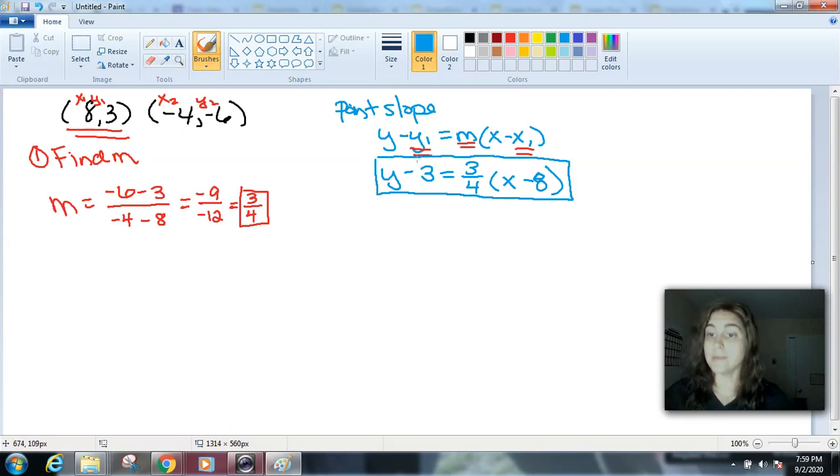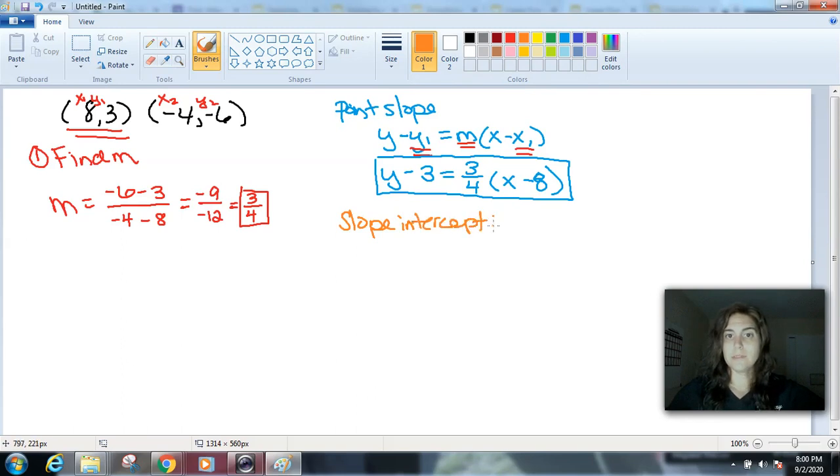Simple, easy, plugged in numbers. You're done. If they don't want you to go further, if they don't specify the type, keep it as that. Don't go any further. Now, I'm going to write them in all three just so we get the practice. By the way, each of these is good in its own way. Point slope is best for writing equations. Slope intercept is best for graphing. And standard form is best for finding intercepts. So they all have their reasons for why we have the different ways.